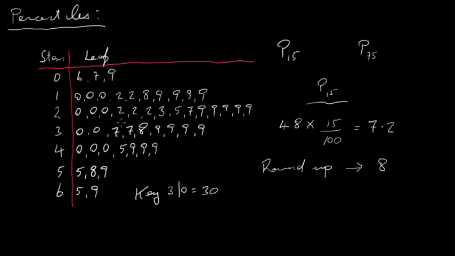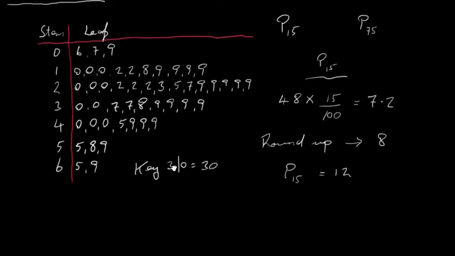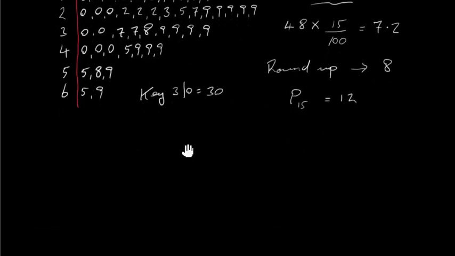Then all I have to do is count to the 8th number. So it's 1, 2, 3, 4, 5, 6, 7, 8, which is actually 12. So P15, our 15th percentile, is 12. In other words, 15% of all of this data is below the number 12. Okay, so let's do the next one, which is P75.